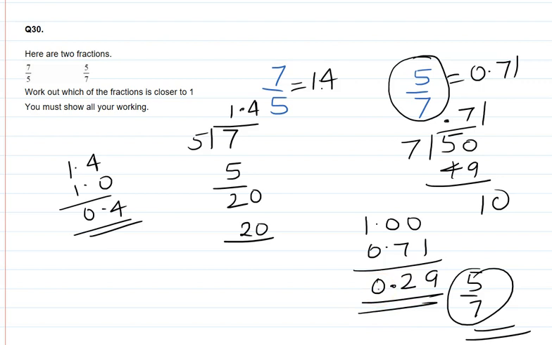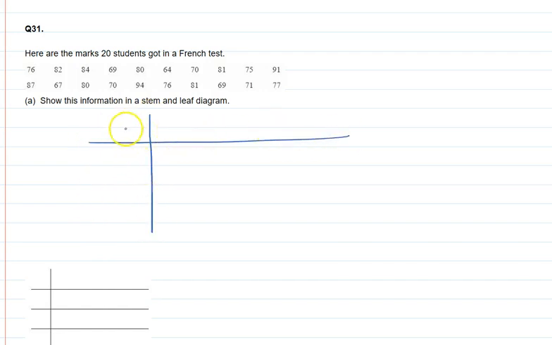Next one is: here are 20 students who got marks in a French test, 76, 82, and so on. Show this information in a stem and leaf diagram. So let's draw the stem and leaf diagram here.